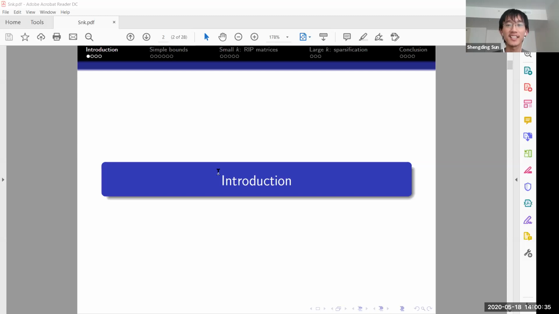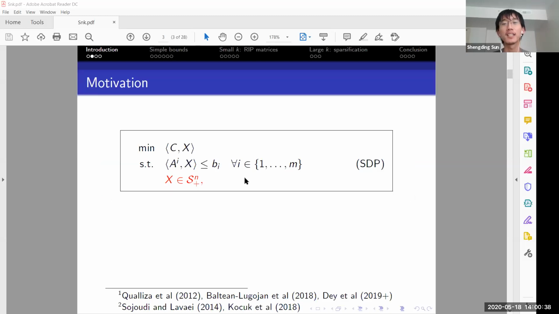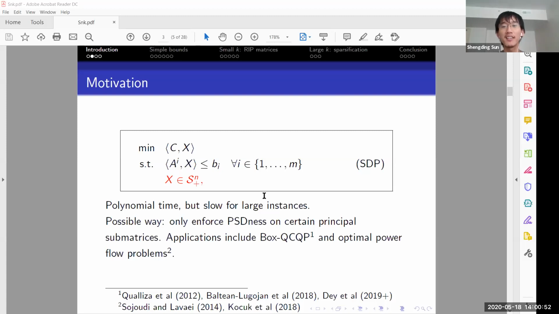We'll motivate this by considering the usual SDP, where we enforce the matrix X to be in the positive semi-definite cone. This is polynomial time, but it will be slow for large instances. In other words, if n is large, it's very slow. One possible way to remedy this is to only enforce positive semi-definiteness on certain principal submatrices. In practice, I referenced two papers here, and for these two applications they basically enforce positive semi-definiteness only on the 2x2 principal submatrices. In other words, you require X to belong to an intersection of second order cones.